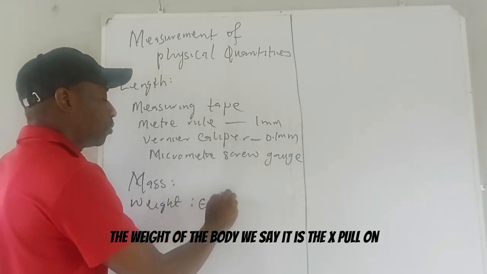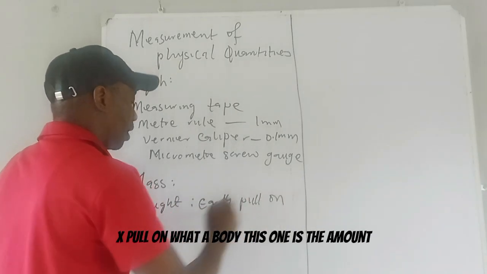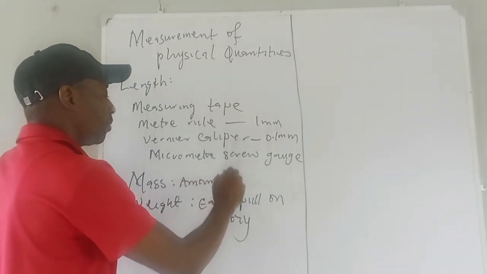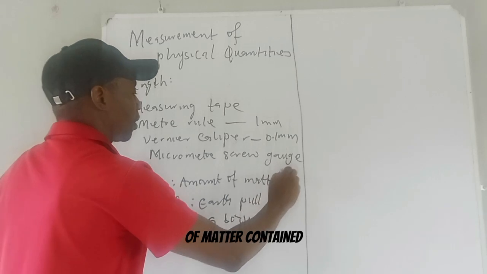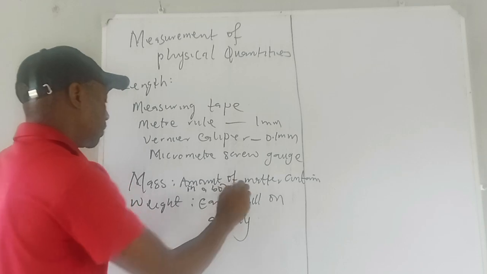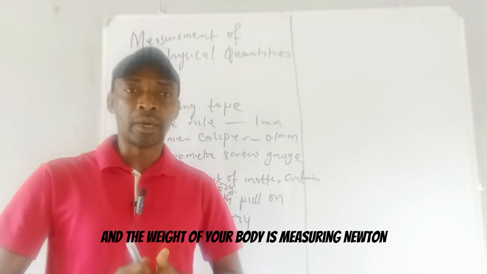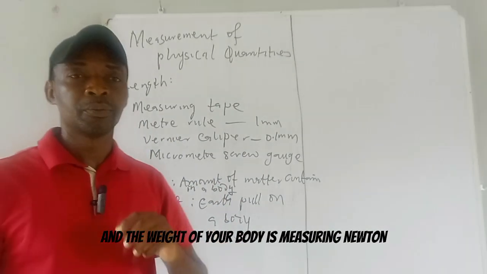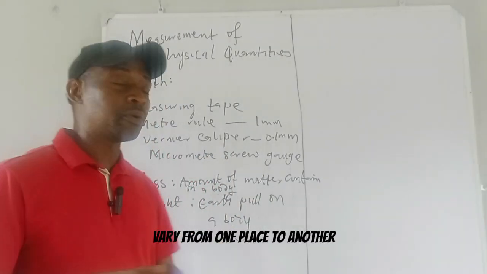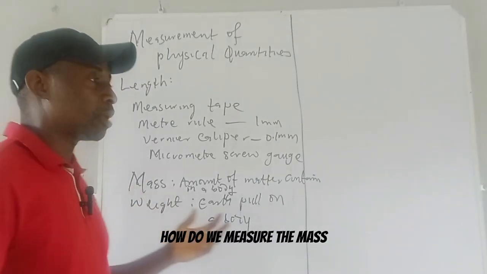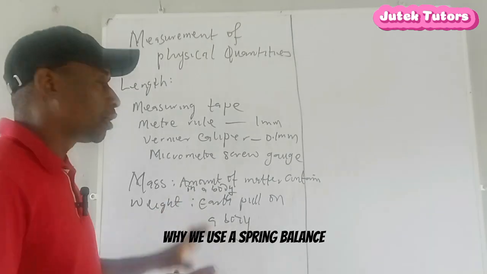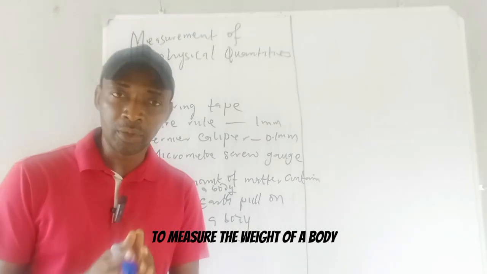We say it is the earth pull on a body. This one is the amount of matter contained in a body. The mass is measured in kilogram, and the weight of a body is measured in Newton. The mass of a body is constant in every part of the universe, but the weight of a body varies from one place to another. How do we measure the mass? We use a beam balance to measure the mass of a body, while we use a spring balance to measure the weight of a body.